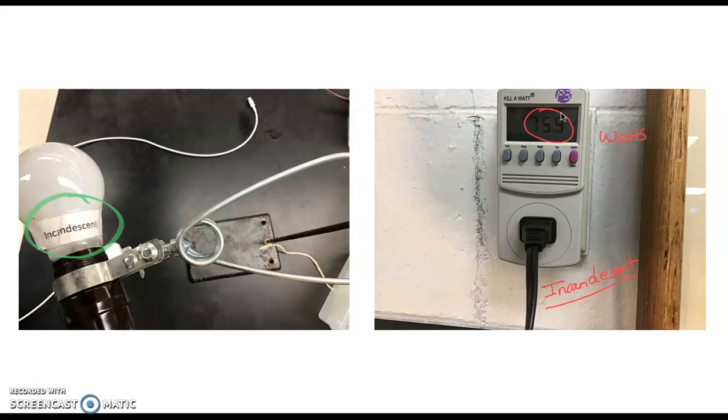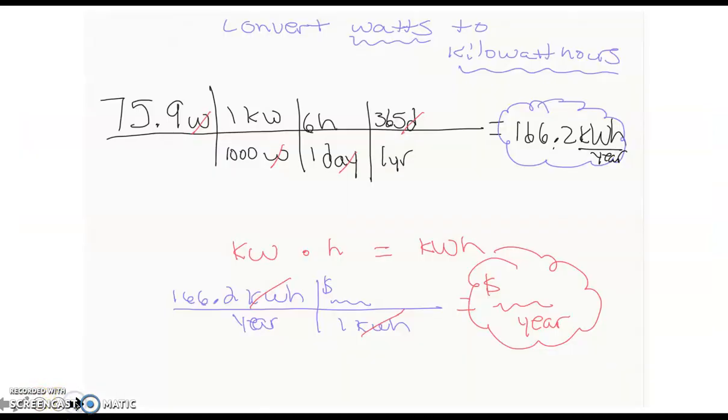So you can record that for the incandescent light bulb, I just set it up, plugged the socket into the kilowatt meter into the wall in the lab, and it recorded 75.9 watts. So you can put that in your data table. What you're going to do then is calculate the number of kilowatt hours that your device uses. So if it had 75.9 watts, there's 1,000 watts in 1 kilowatt.